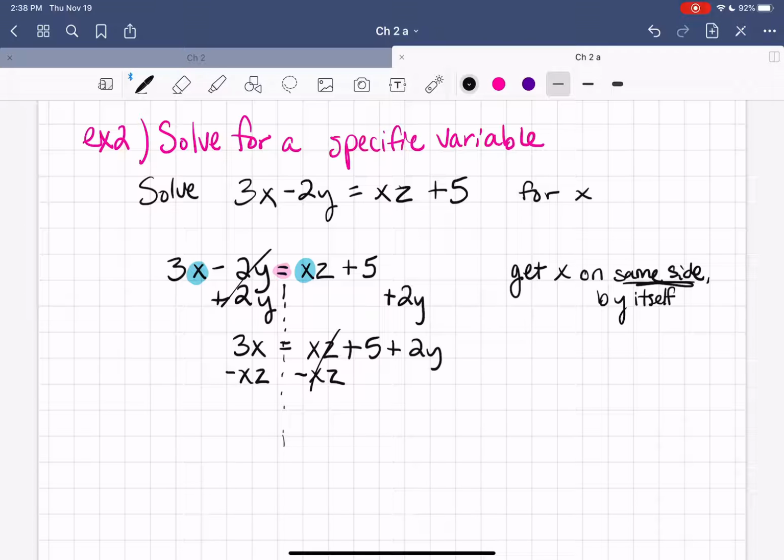Anyway, so what I get on that side then will be 3x minus x times z equals 5 plus 2y. Okay, we're off to a good start. This is the equal sign, and then I have x and x. So they're on the same side. Now I need to work on the by itself portion. So this is where things get kind of crazy.